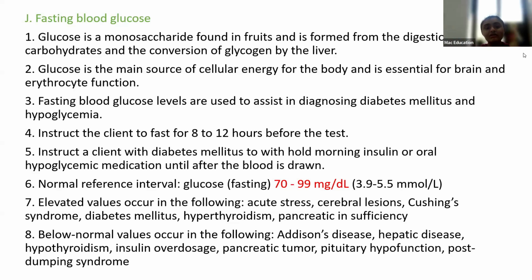Fasting blood glucose levels are used to assist in diagnosing diabetes mellitus and hypoglycemia. एफबीएस जो वैल्यू है, हम एफबीएस क्यों चेक करते हैं? एफबीएस चेक करने से हमें पता चलेगा कि पेशेंट को डायबिटीज है या हाइपोग्लाइसीमिया है. वो आइडेंटिफाई करने के लिए, वो डायग्नोस करने के लिए हम एफबीएस टेस्ट करते हैं.